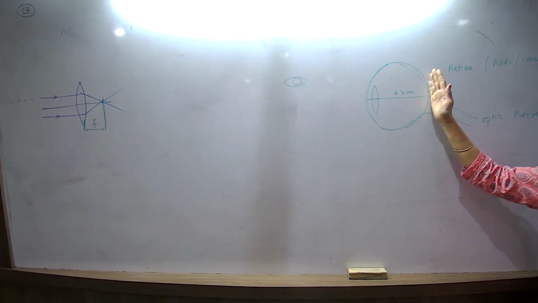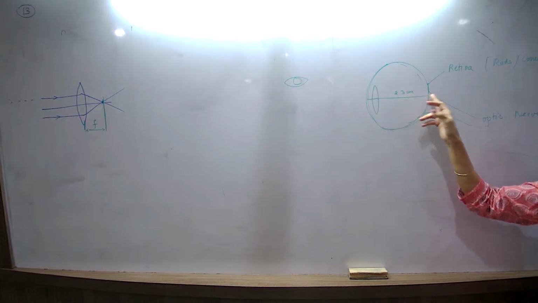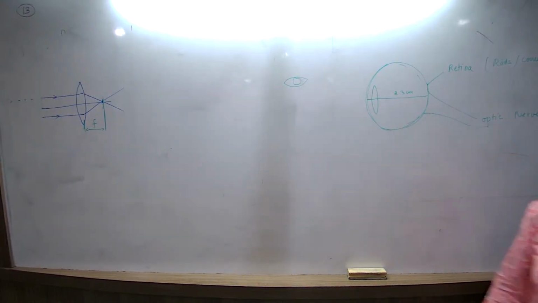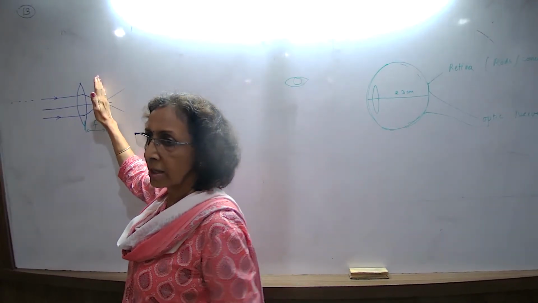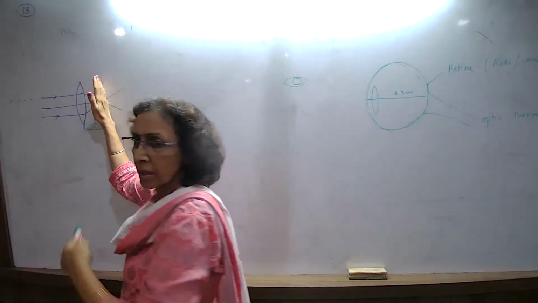So where is your image? That is, it's formed on the screen itself. So that is your focal length. Clear? What is happening here? We are keeping a screen here. Okay? So the tree, whatever it is, that tree image is formed here.